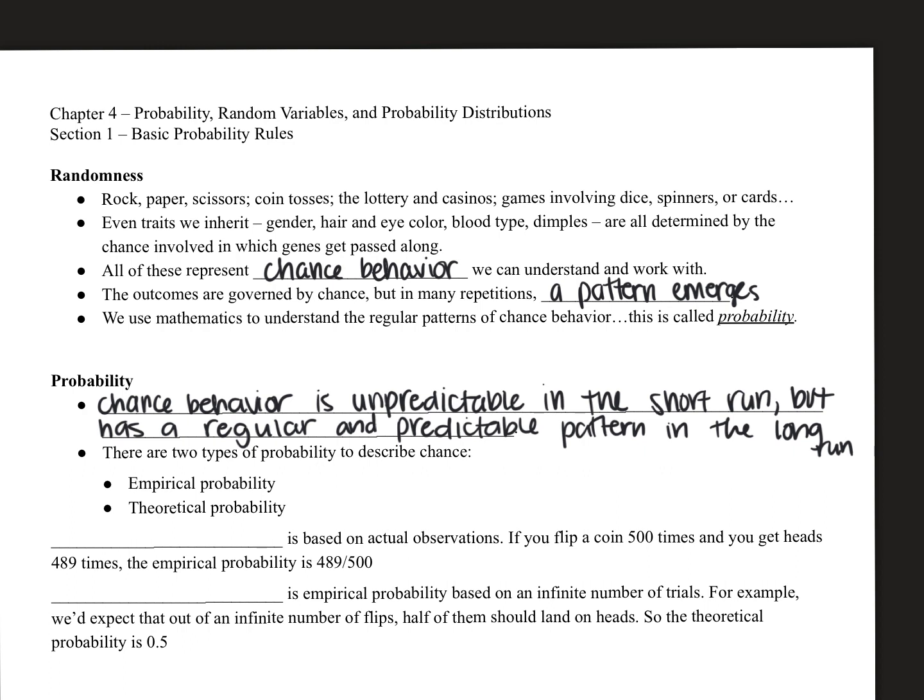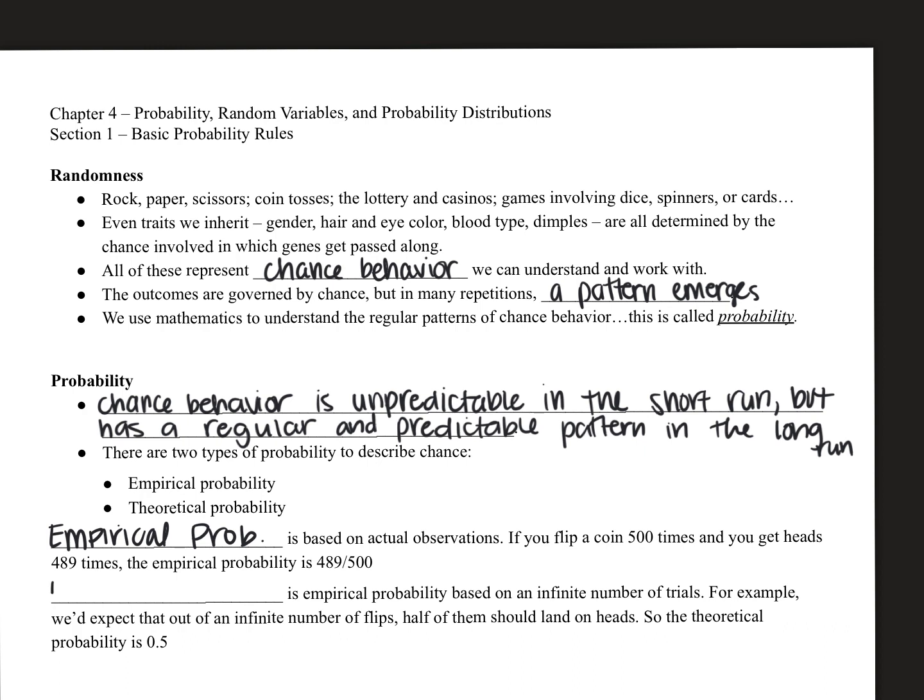There are two types of probability to describe chance. Empirical probability and theoretical probability. So empirical probability is based on actual observations. If you flip a coin 500 times and you get heads 489 times, the empirical probability is 489 out of 500.